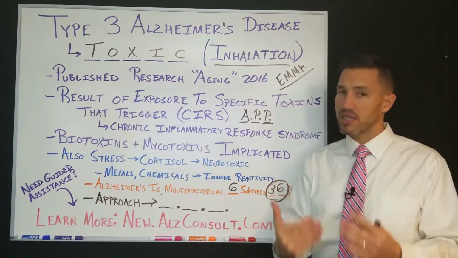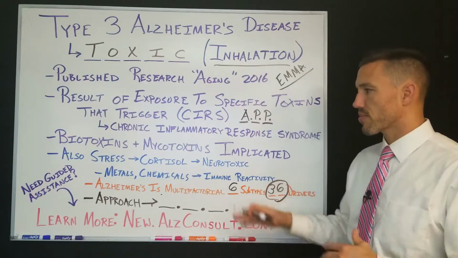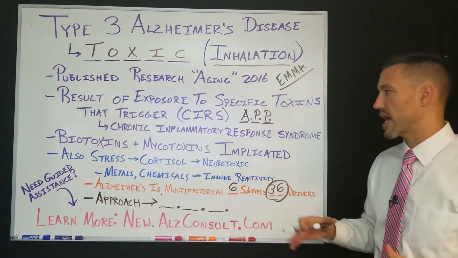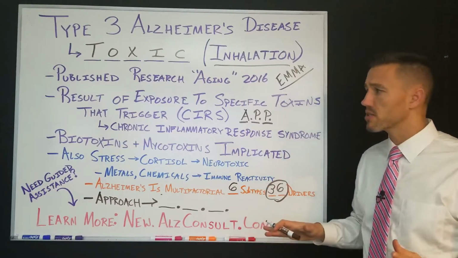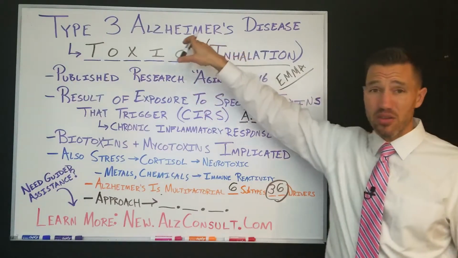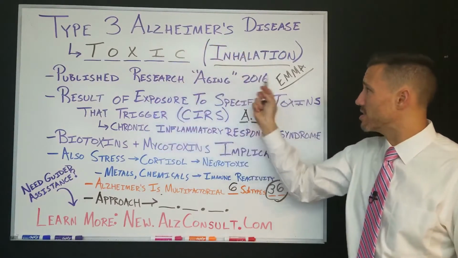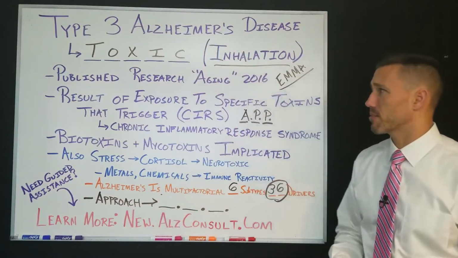What types do you have? Because certain types are much worse than others. So there's a process you go through to figure this out, but this is a huge opportunity for us to really help a lot of people that have inhalation-based Alzheimer's. This is published. Just go to Aging 2016, type in inhalation Alzheimer's in Google. You'll probably find it pretty easy.